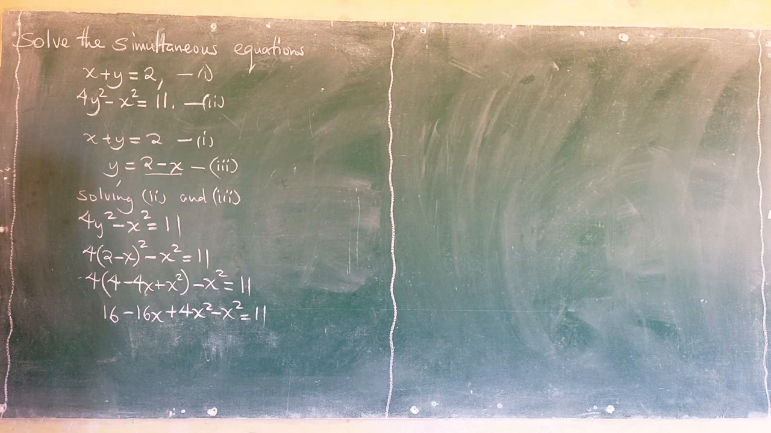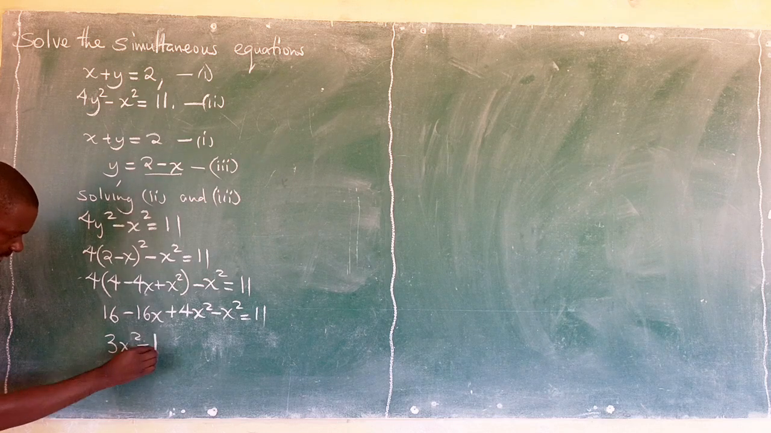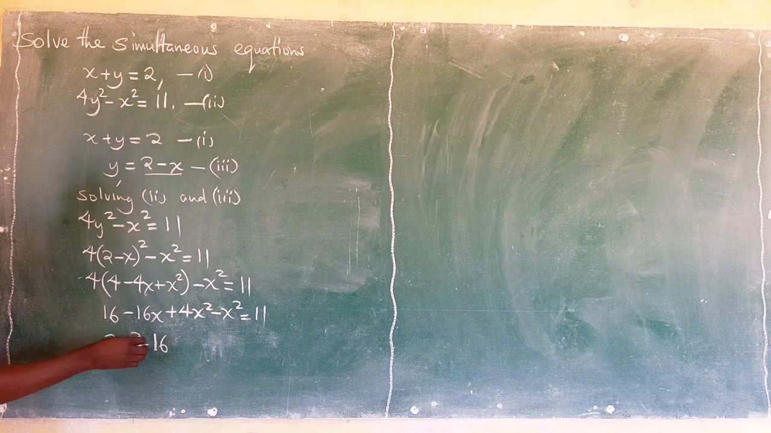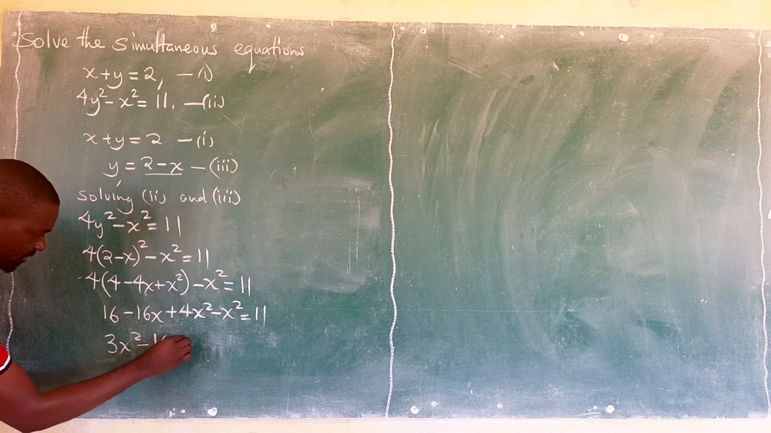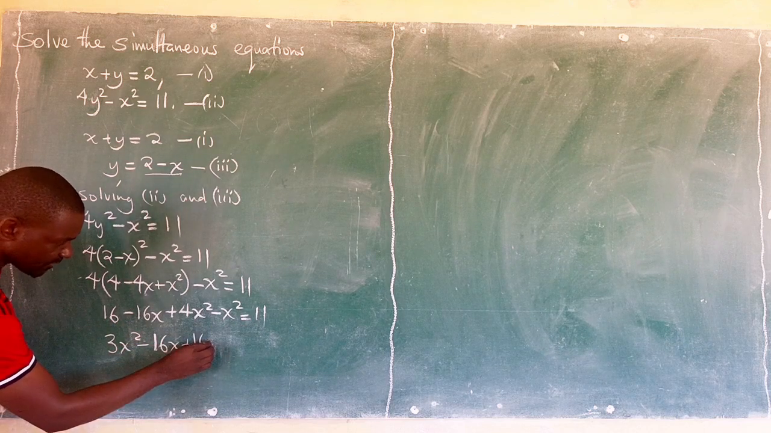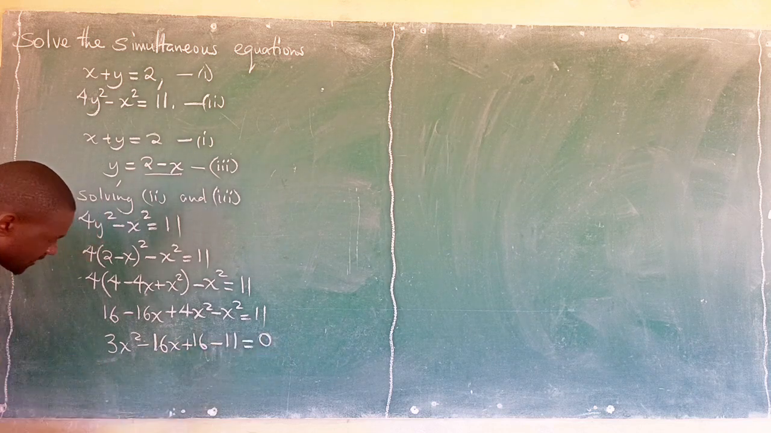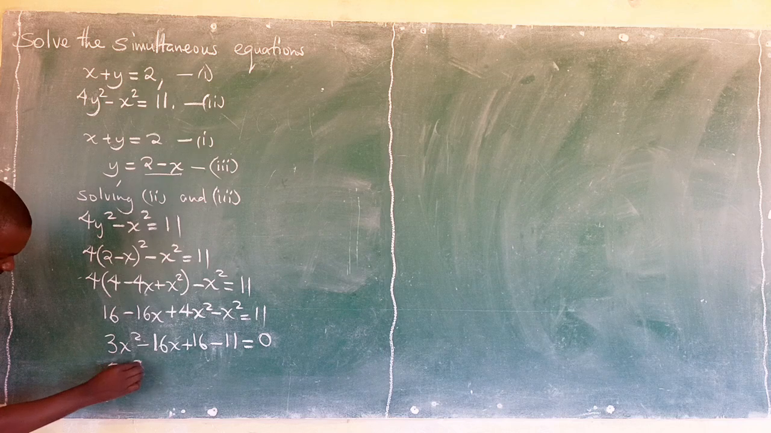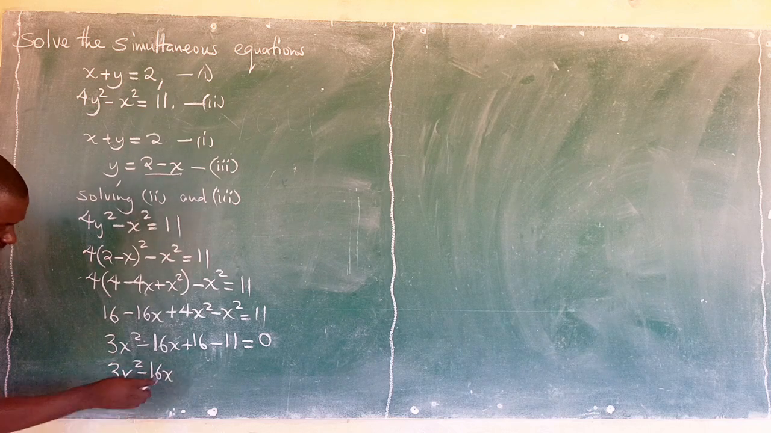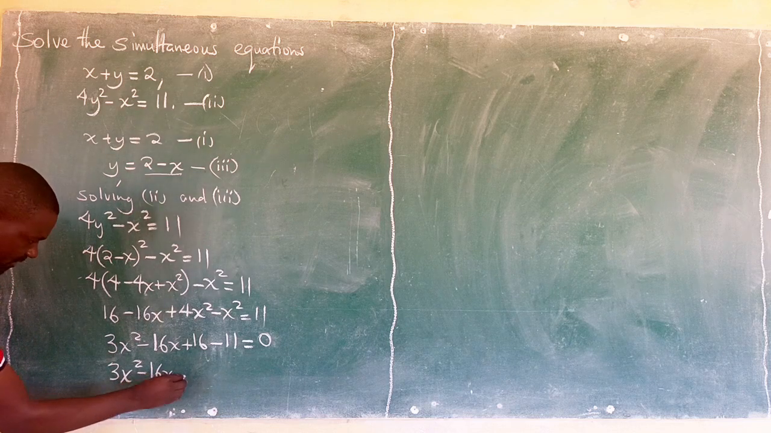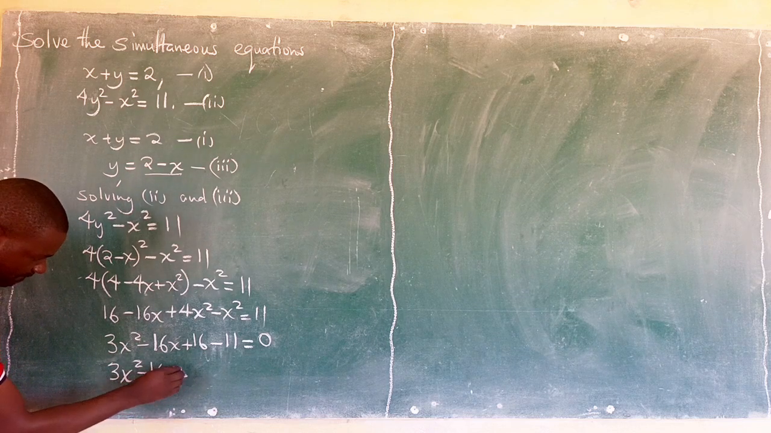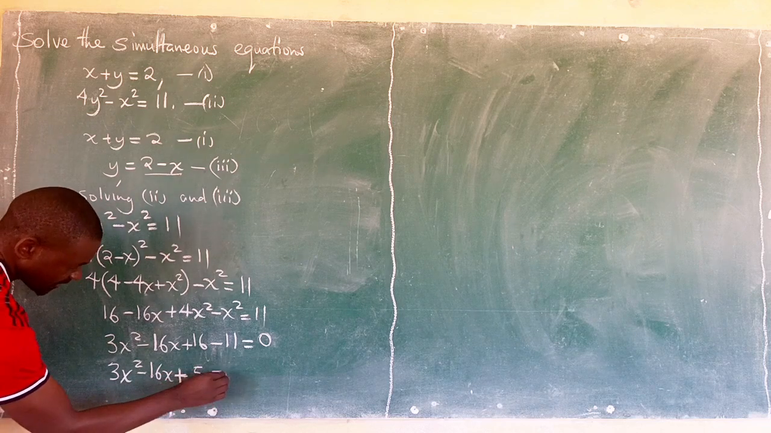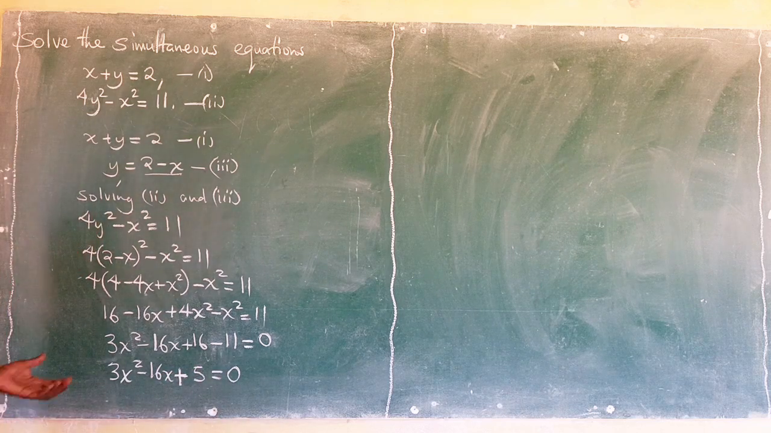If we simplify this one and that one gives us 3x squared, then minus 16x, and then we have 16 here minus 11. That is 3x squared minus 16x, 16 minus 11 is simplified, so plus 5 equals 0. So at this stage, we can factorize.